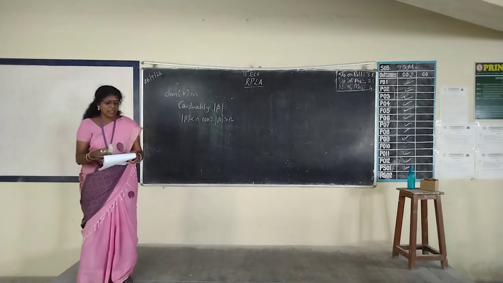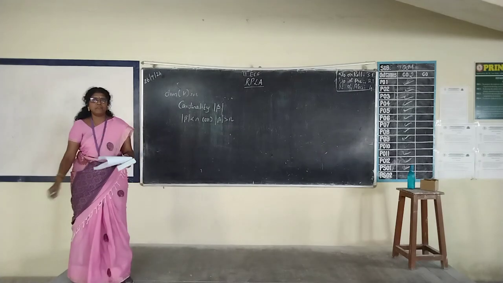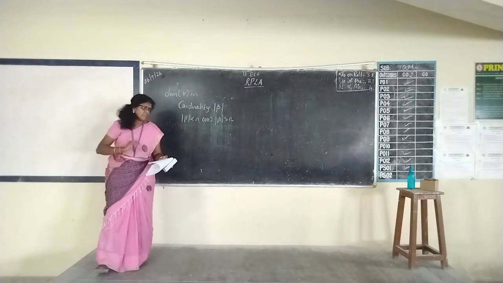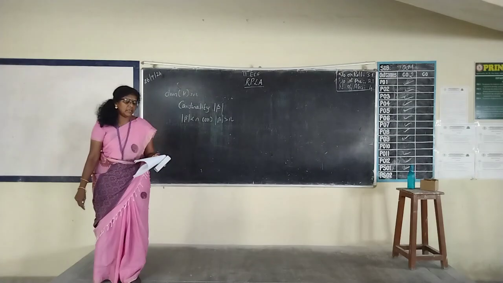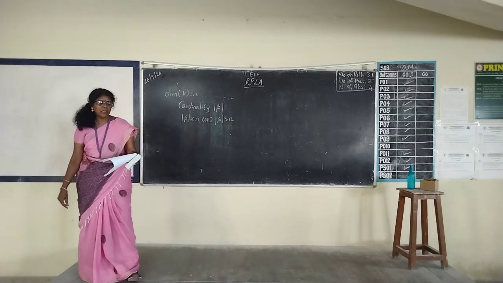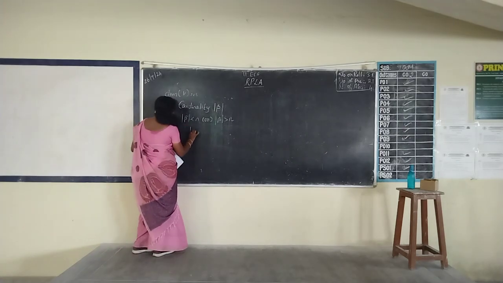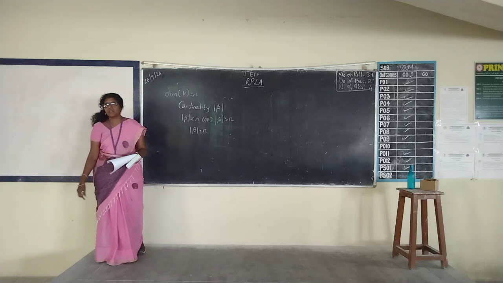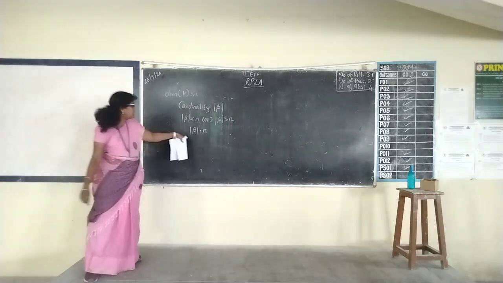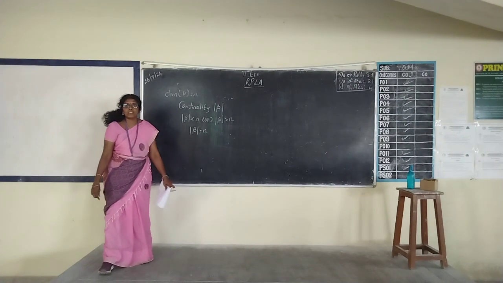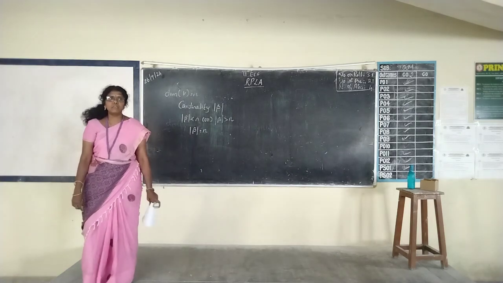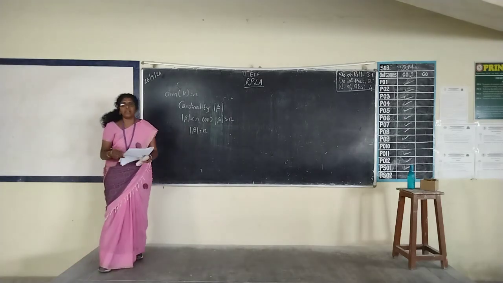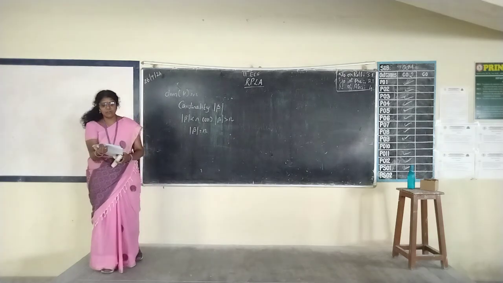Next point. If beta is a linearly independent set in V with cardinality of beta equal to n, then beta forms a basis of V.